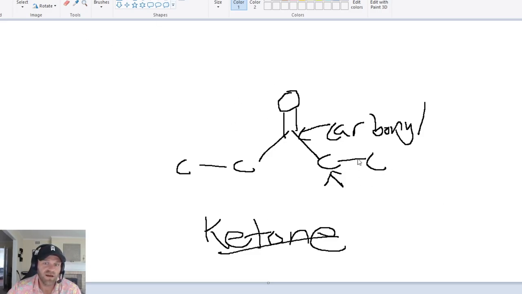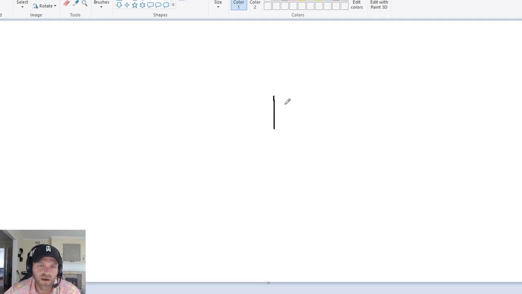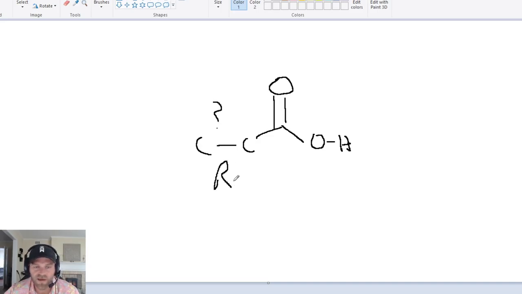And then there's another one. So double bonded O connected to another O and then to an H, we call this one a carboxylic acid. And this can be just whatever. They put R. R just means the rest. It's the rest of everything else that's going that way. We're not that concerned because I'm just testing you on what functional group this is. This one is called a carboxylic acid.